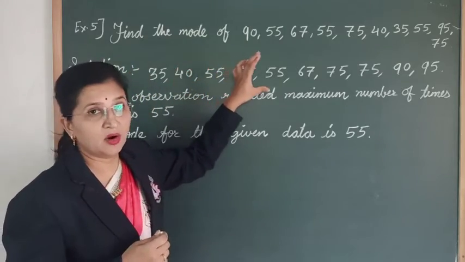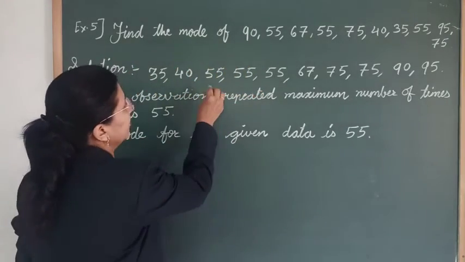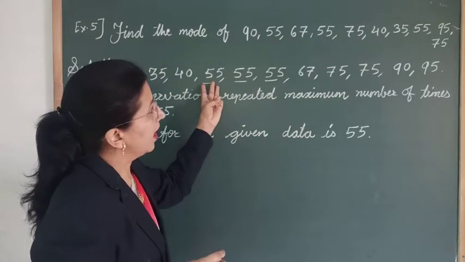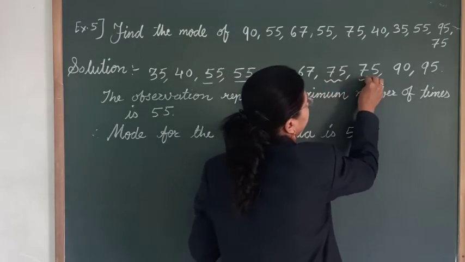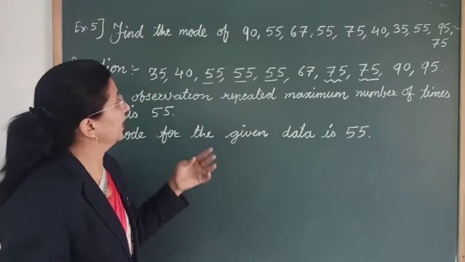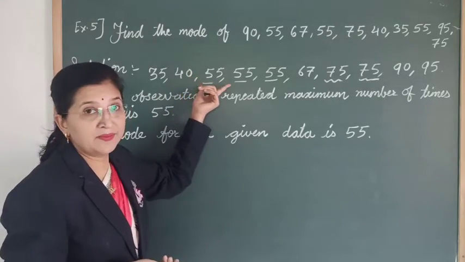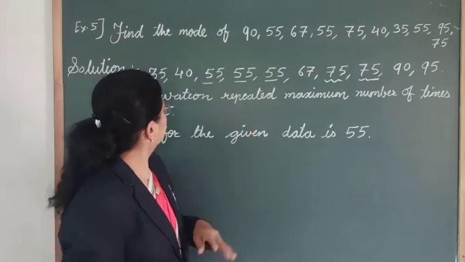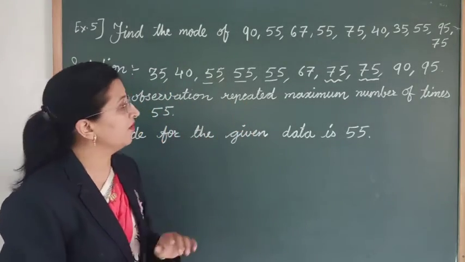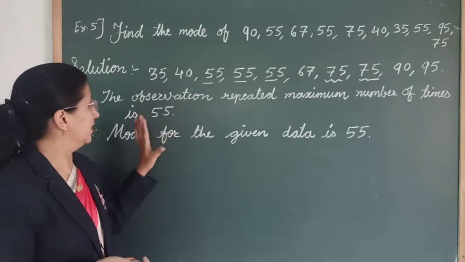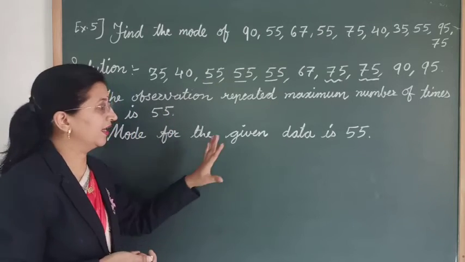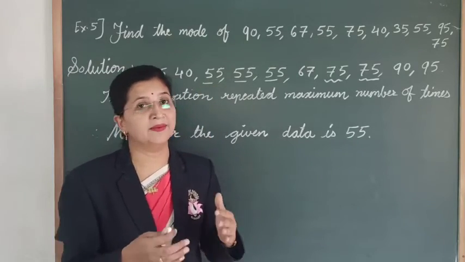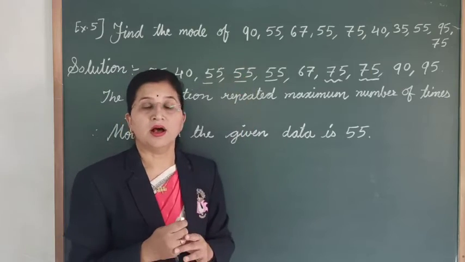After arranging in ascending order, you can see the number 55 comes 3 times, and 75 is there 2 times. So which number comes the maximum? That is 55. So the observation repeated the maximum number of times is 55. That's why the mode for the given data is 55. So dear students, the number which comes the maximum times is the mode for the given observations.